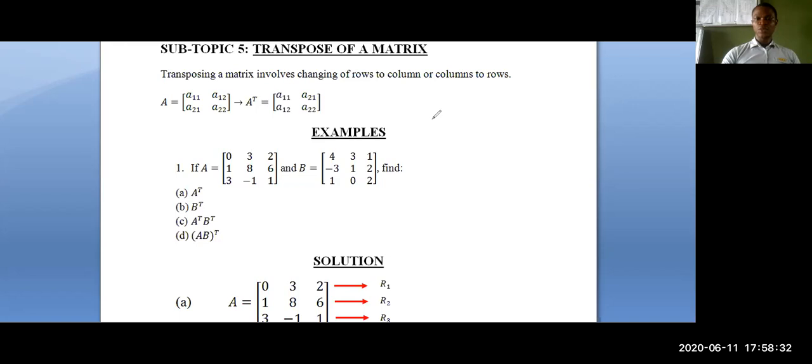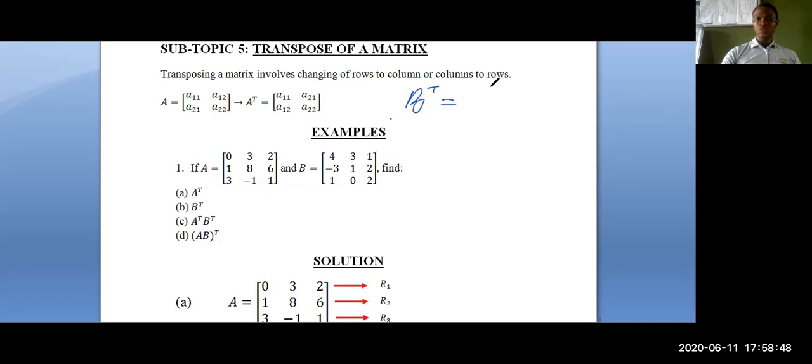Of course, you're not supposed to be repeating the rows and the columns. So just decide to change rows to columns or change columns to rows, as the case may be, whenever they ask you to find the transpose. All right. So for B transpose, I'll just change the rows to columns.